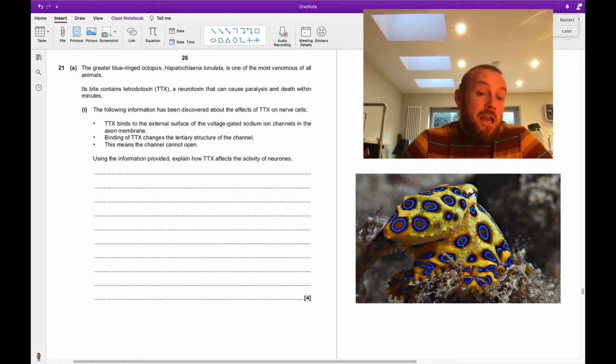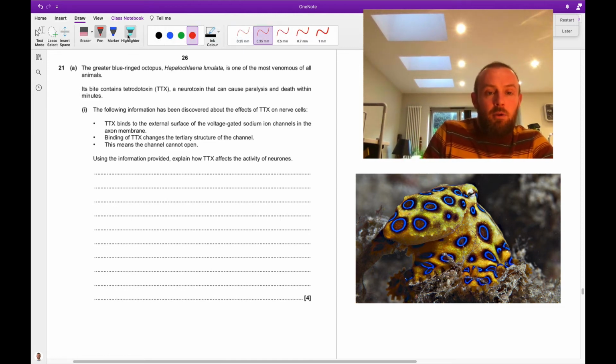So it bites. Its bite contains tetrodotoxin, TTX, which is a neurotoxin that can cause paralysis and death within minutes. So here's how it works. It binds to the external surface. Let's highlight a little bit here.